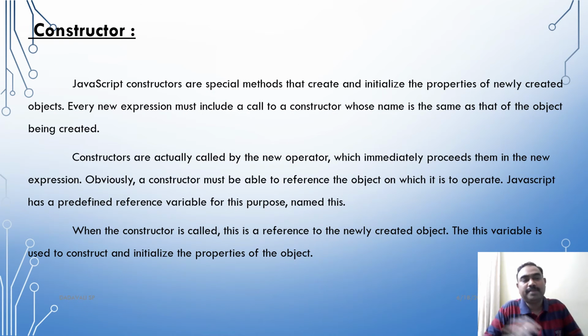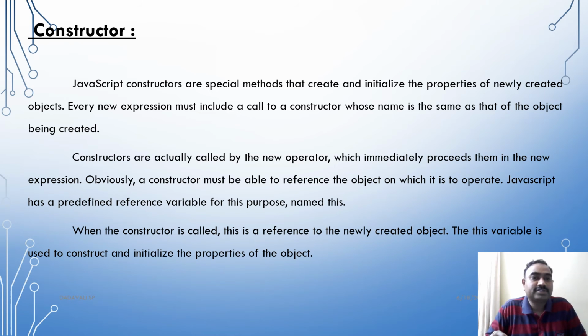So one of the important concepts: constructors. Generally in Java programming, you use a constructor function. It is a special function. The main advantage of this function is the automatic initialization of objects. In JavaScript, constructors are special methods that create and initialize the properties of newly created objects.